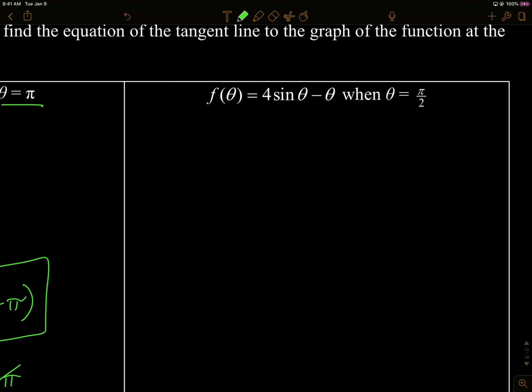All right, so in this guy, we're going to take the derivative because we're going to need it to find the slope of the tangent line. The derivative of sine is cosine, and 4, the constant, comes along for the ride. Theta is like an x. The derivative of theta is just 1. So then the point of tangency is going to be f of pi over 2. And that is going to work out to be sine of pi over 2. So that's going to be 4 minus pi over 2.